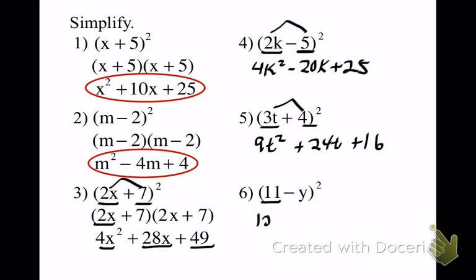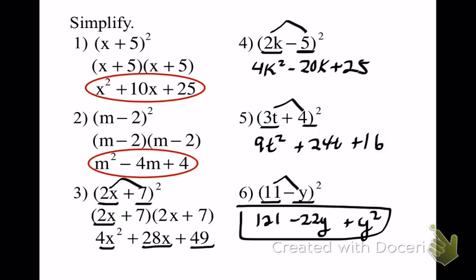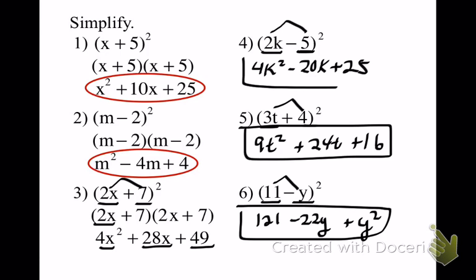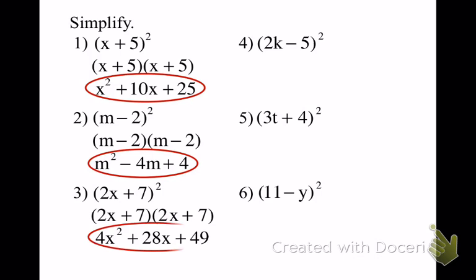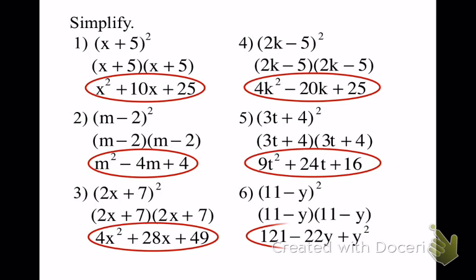First one, square this, it's 121. Square the next one, it's plus y squared. When I multiply them together, it's negative 11y. And I multiply that by 2, so it's negative 22y. Okay, so that was the shortcut that we learned last week. But remember, if in doubt with these perfect square trinomials, you can always use X marks the spot.